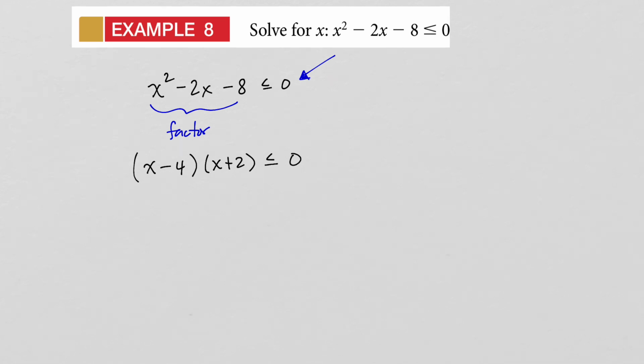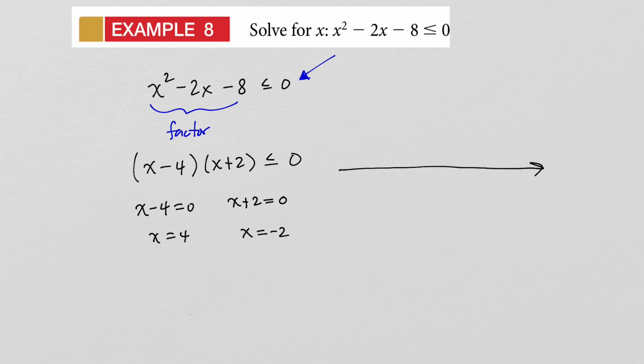And then what I'm going to do next is I'm going to solve the equal to 0 part. So we know that this will equal 0 when x minus 4 equals 0, which means x would be 4. And we know it's going to also equal 0 when x plus 2 equals 0, and that means x equals negative 2. Now here's where it's different. If you look at this on a number line, we have the solutions positive 4 and negative 2. But this is only where it's equal to 0. We also want to know where is it less than 0.